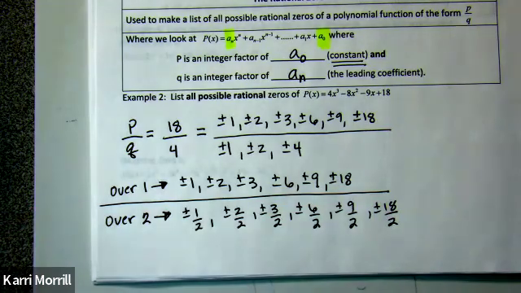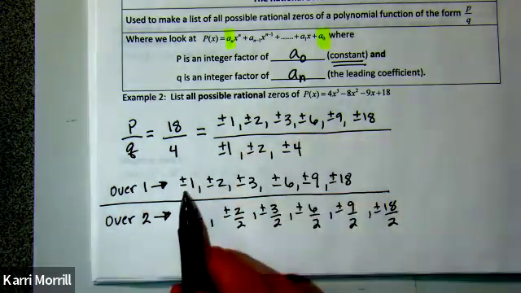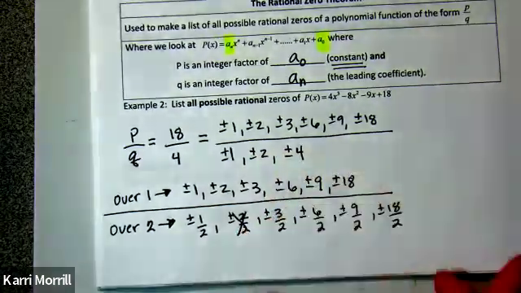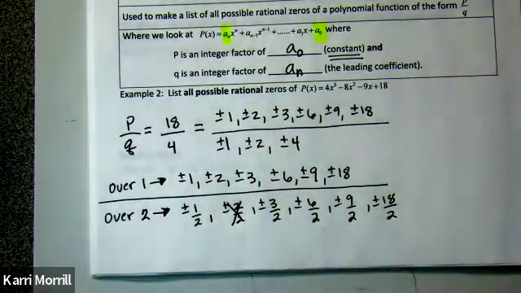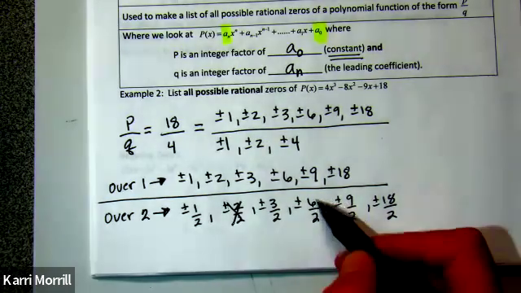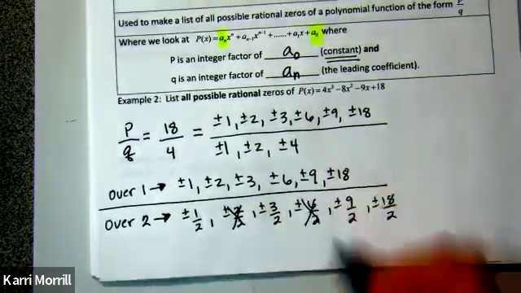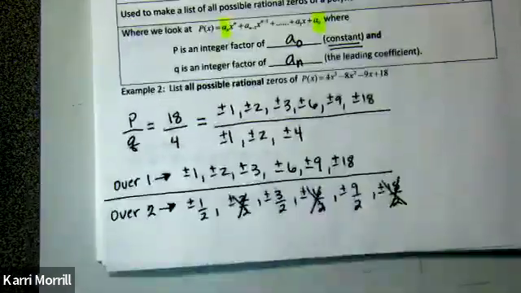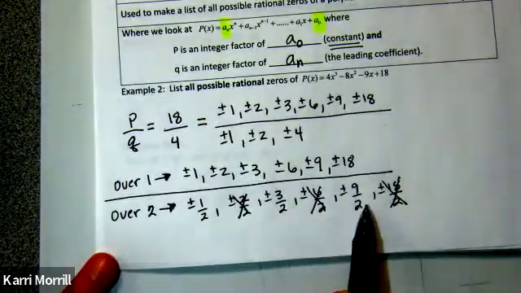And sometimes one of these numbers, when you simplify, appears in the list before, like 2 over 2 reduces to 1. So that's kind of a repeating number. So you're going to cross it out. 3 over 2 is a new number. 6 divided by 2 is 3, so that would be a repeating number. 18 divided by 2 would be 6, so that's repeating. So in the over 2 list, you just have 3 more options.